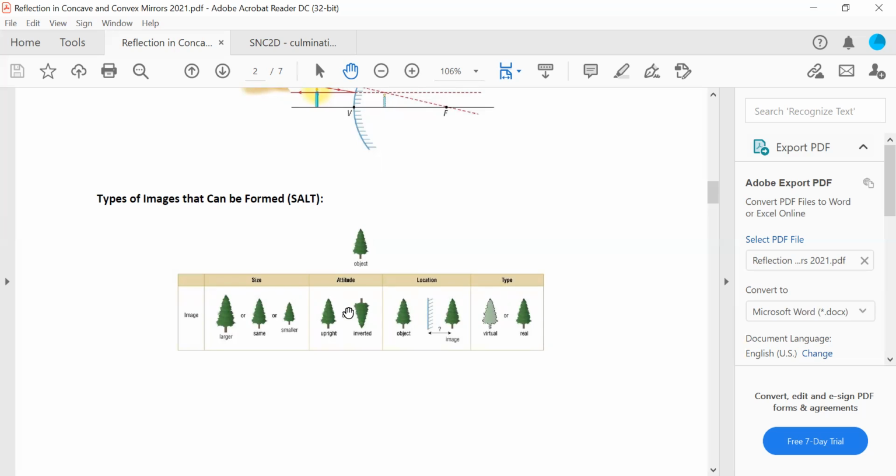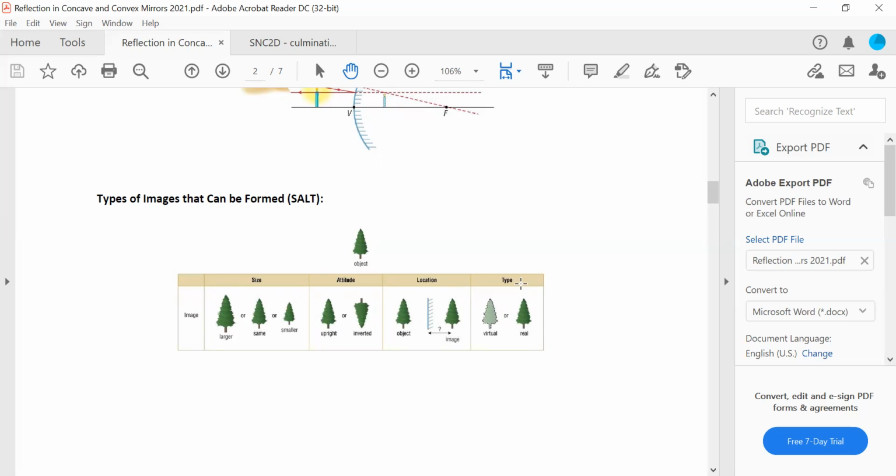A stands for attitude, and I don't mean does it have a negative attitude or a positive attitude. This just means is it upright or inverted, upside down? Is it upright or inverted? Location means describe to me where it exists on my graph. So we're going to do this together here in a minute. L stands for where does it exist? Where is the image forming?